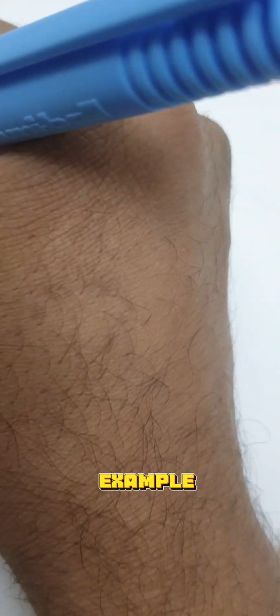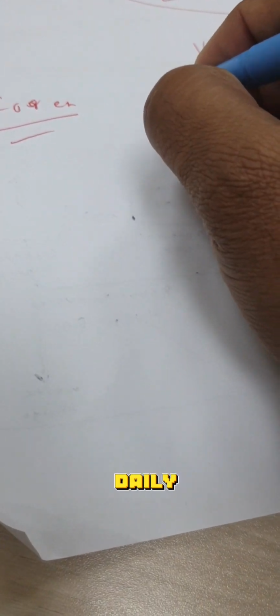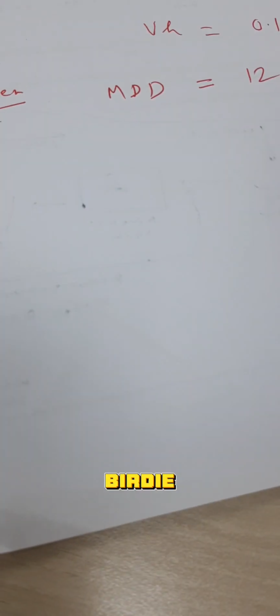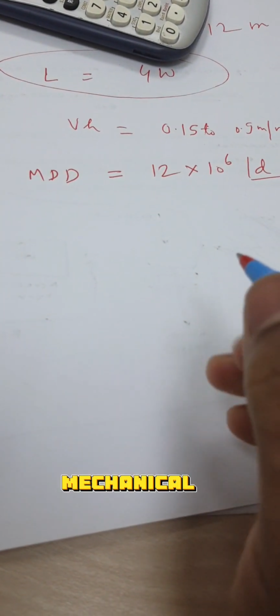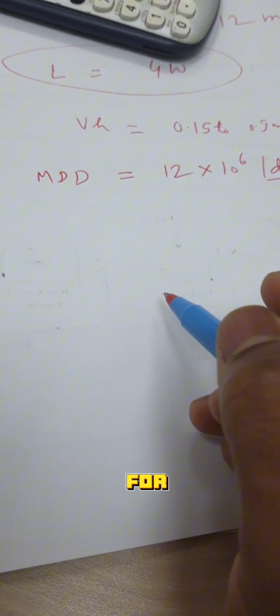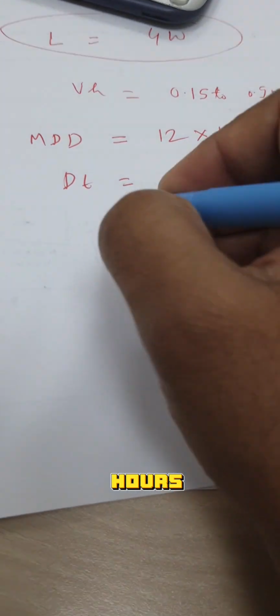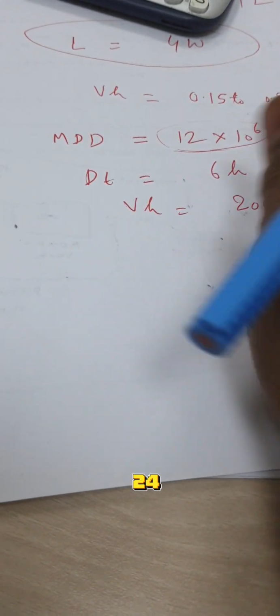Here, for example, we have been given the maximum daily demand of the water purification plant as 12 million liters per day, and we have to design the dimensions of a suitable sedimentation tank fitted with mechanical sludge removal arrangements for the raw supplies, assuming the detention period is 6 hours and the horizontal flow velocity is 20 centimeters per minute.